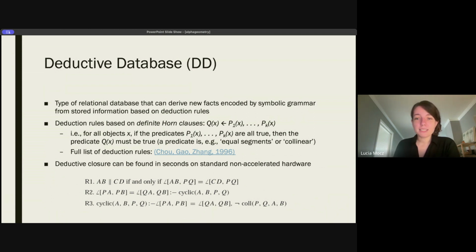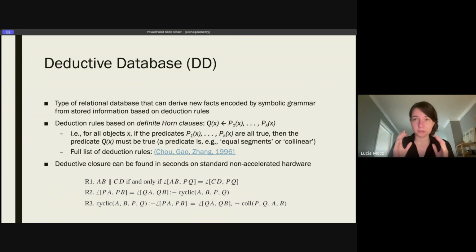Given your set of predicates and your set of deduction rules, deductive databases are a very efficient piece of technology, where the deductive closure, so all conclusions that can be found from a set of predicates, can be found in a matter of seconds on standard non-accelerated hardware.